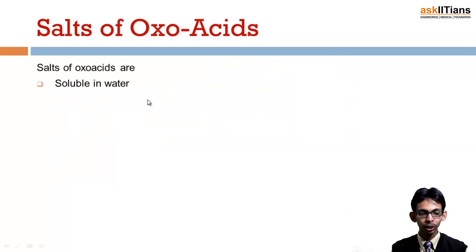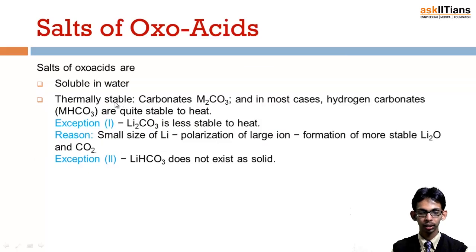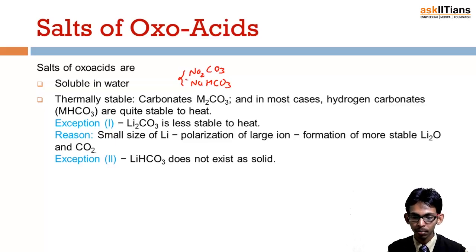Now, salts of oxo acids are prepared by reaction of alkali metals with these oxo acids. Salts of oxo acids are soluble in water, and they are thermally stable. When they are heated, they do not decompose. Like carbonates. Carbonates have the general formula M2CO3. Sodium carbonate would be Na2CO3, and sodium hydrogen carbonate will be NaHCO3. These are highly stable to heat, so that means the salts of oxo acids of alkali metals are generally stable to heat, and they are soluble in water.